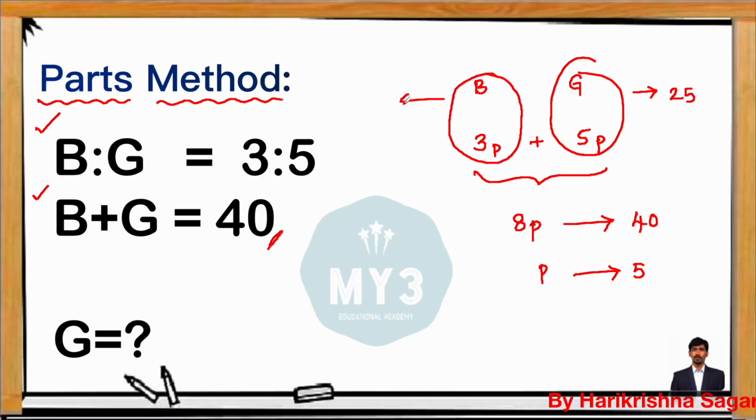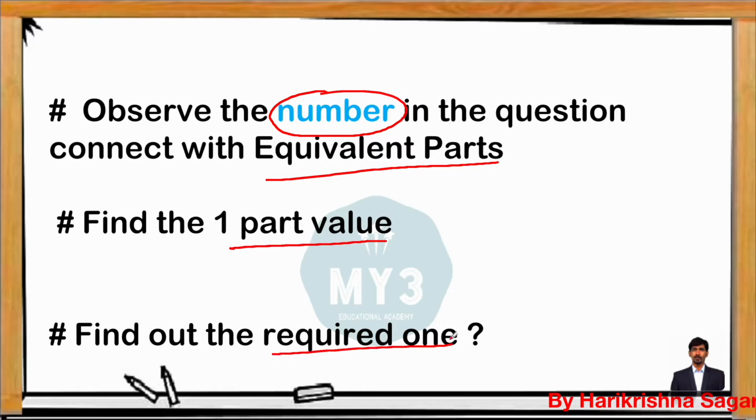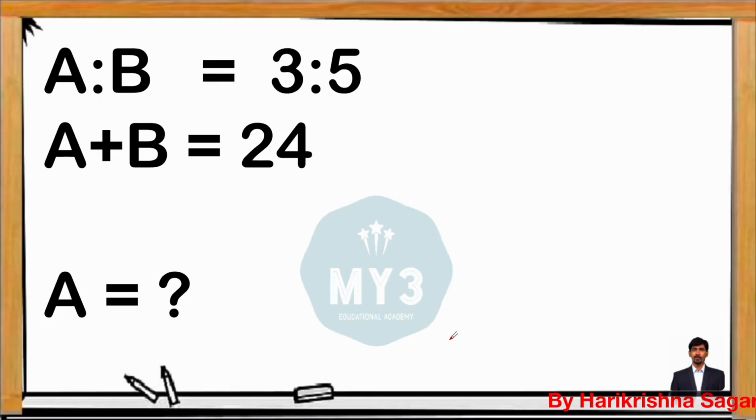That means 3 into 5, number of boys are 15. Like that, we can solve the question. What we need to do in all these questions is, just observe the number which is given in the question, connect with the equivalent parts and find out 1 part value and figure out whatever is the required quantity. Let's start with another question.